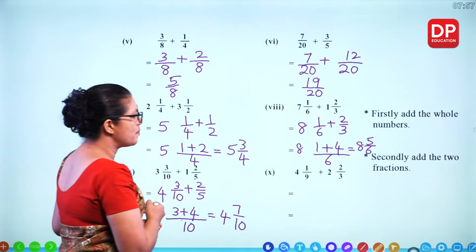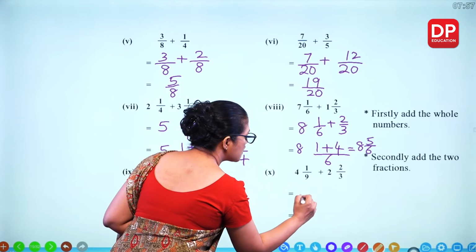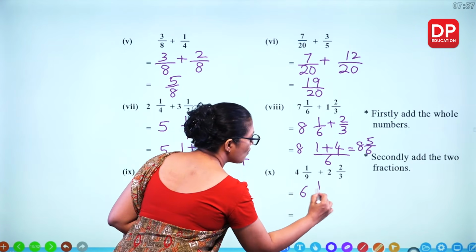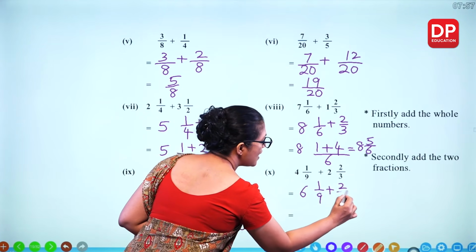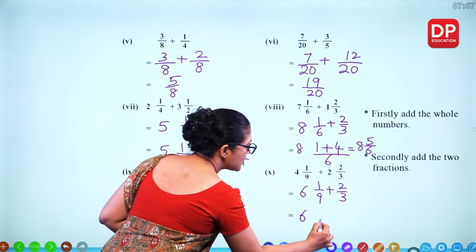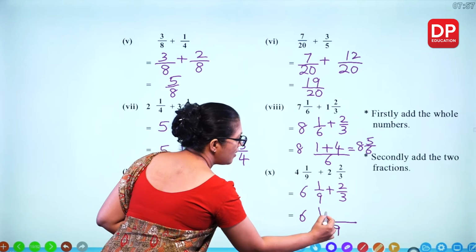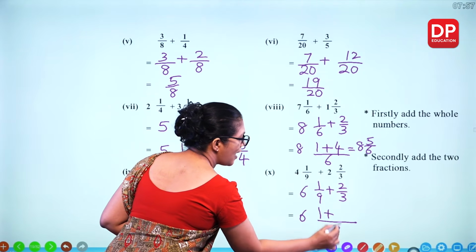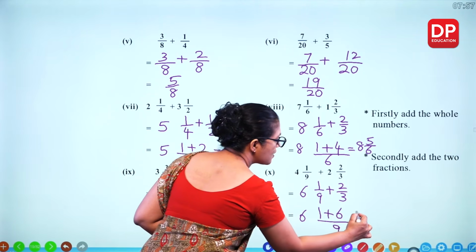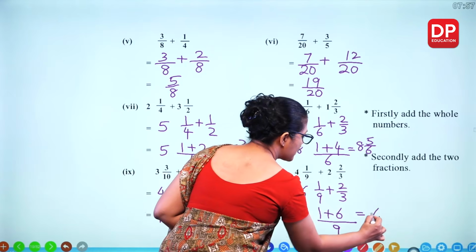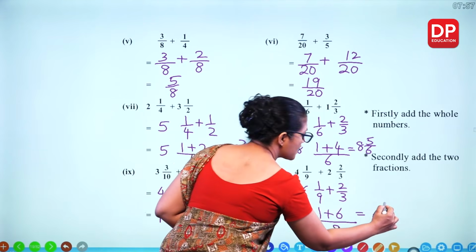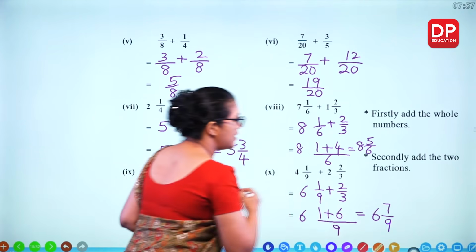Again this one, two mixed numbers, 4 plus 2, 6. 1 over 9 and 2/3 addition. Convert to the same denominator, that's 9. 9 and 1, here 3 times 3, 9. So 3 times 2, 6. So you get 6 and here 6 plus 1, 7 over 9.